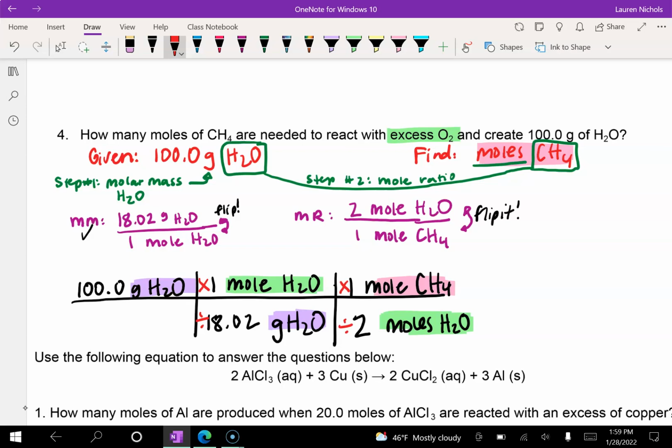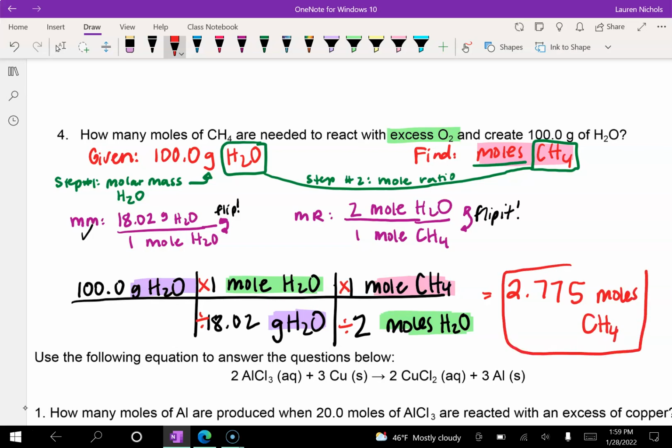And when you put that in your calculator, you should get 2.775. Remember, our given has 4 significant figures, so we're going to keep 4 significant figures in our answer, moles of CH4. And so we can combine it with a molar mass conversion the same way we did in Unit 1.